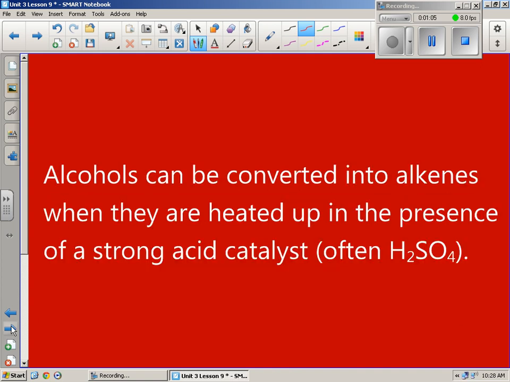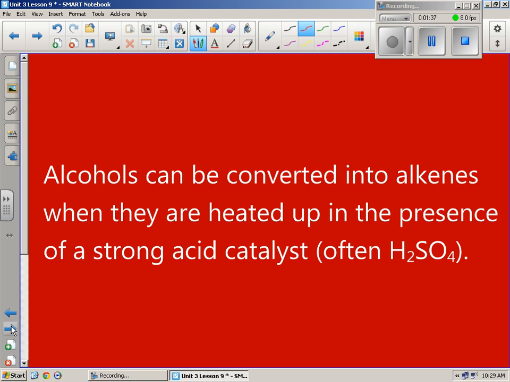Alcohols are the first type that we're going to look at here. Alcohols, if we take off the OH part, can be turned into alkenes when they are heated up in the presence of a strong acid catalyst. If you remember yesterday with addition, we didn't have any catalysts. We didn't talk about H2SO4 or anything else that we're going to talk about today. So that's something to keep in mind as well. That'll help you determine which type of reactions we're looking at here today.